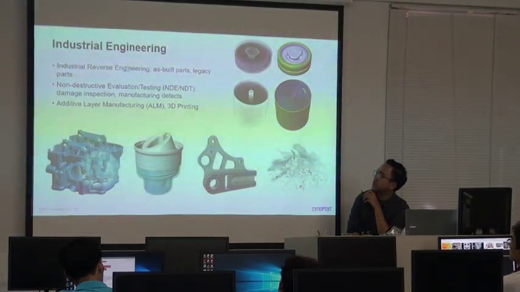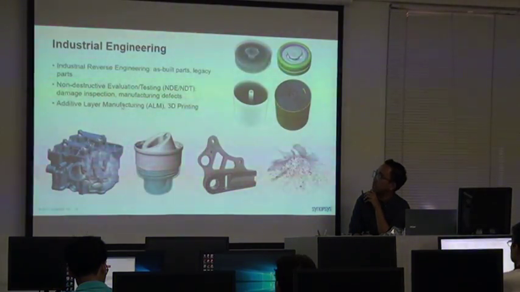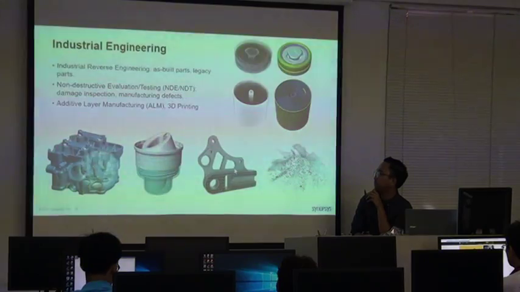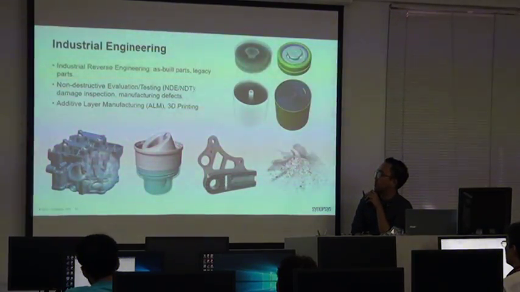And then for industrial engineering, we can use it to do reverse engineering. We can use it as well to study NDE or NDT, machine inspection, manufacturing defects, and it can also be used for 3D printing. As I said just now, we have a library of lattice structures for 3D printing, so you can see that we can design the infill of the 3D printed part easily using the software Simpleware.